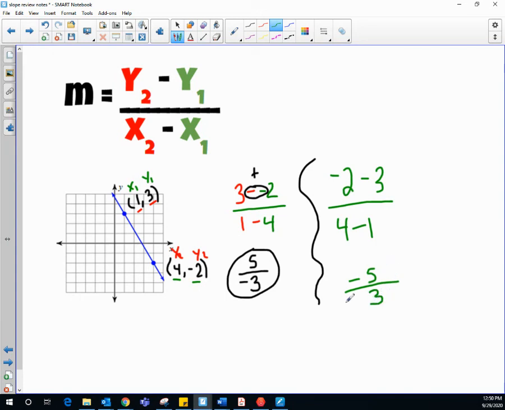And although the negative is in the numerator this time, we both said these all mean the same thing. So again, you get the same answer. Okay? And that's the review of slope.